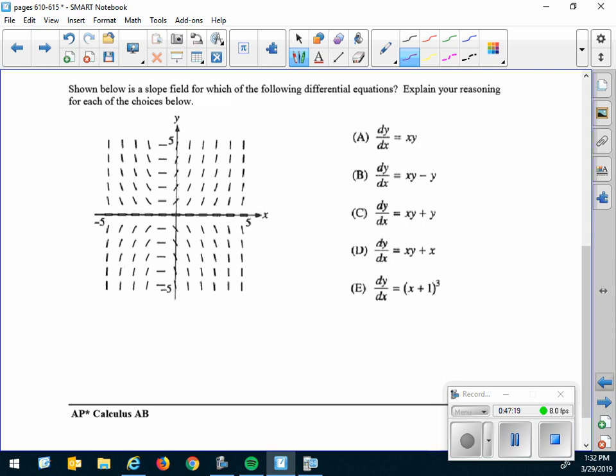Now, this is something that you could expect to see on the AP exam. You are given a slope field and you are given 5 differential equations. Which differential equation does that slope field match to?